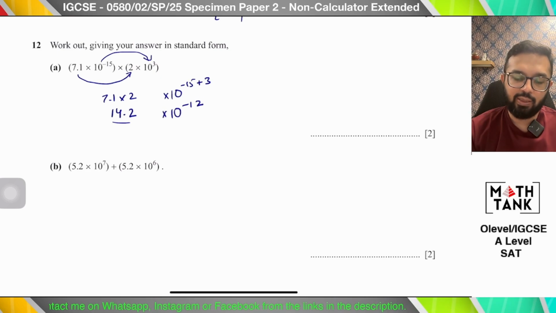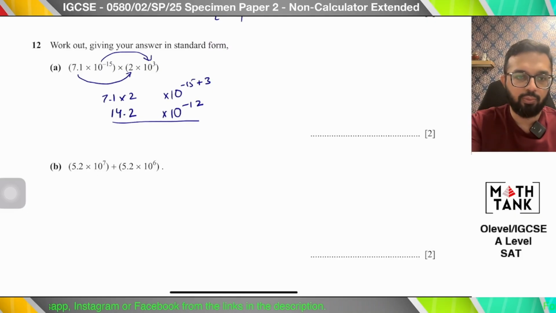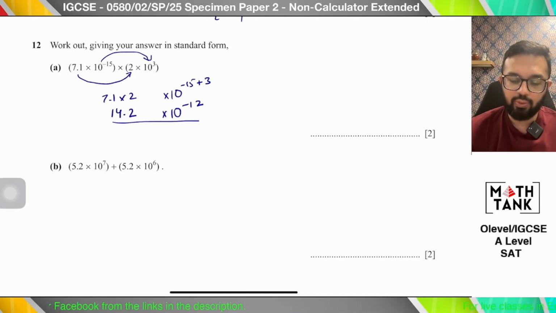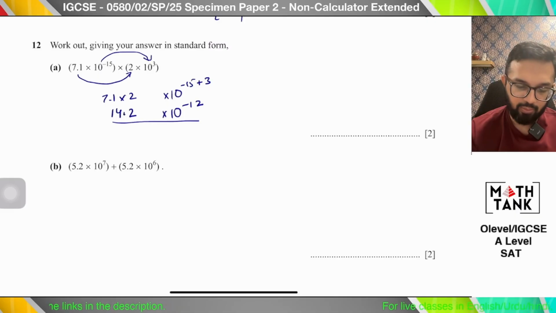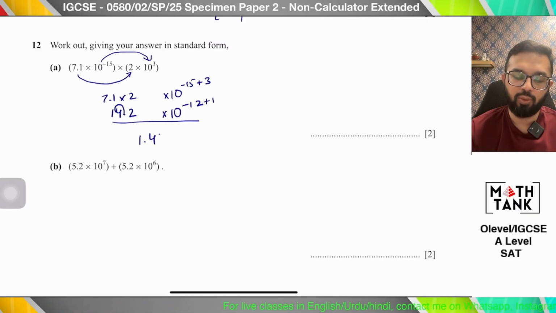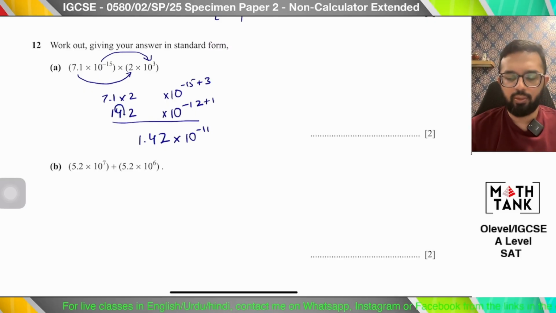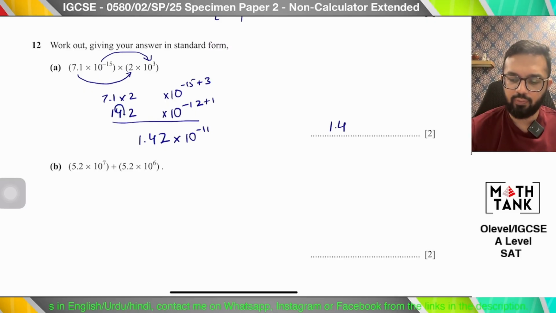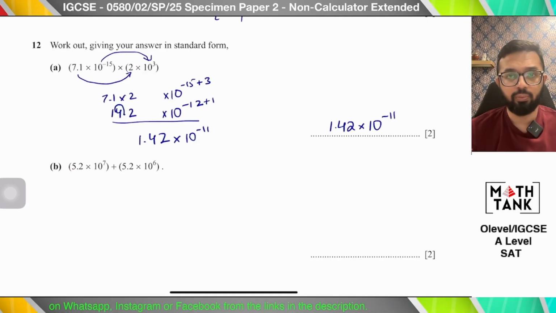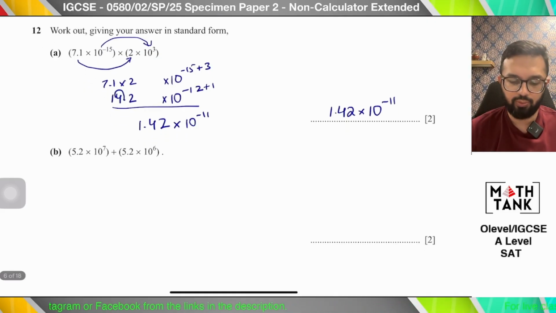But you see, this answer is not in standard form. Okay, if this answer is not in standard form, you need to take a decimal back and increase the power. So that's going to become 1.42 into 10 power minus 11. There's a more detailed video on my channel for you to watch for standard form, and I think if you have never done these before, you should be watching them.